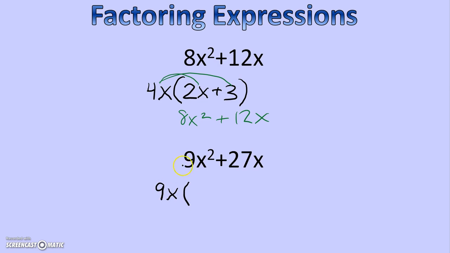When we take 9 out of 9 by dividing, we're left with 1. And we're taking x out of x squared, we're left with x. Now let's do it to 27x. 27 divided by 9 is 3. And we're taking x out of x. There are no more x's left. So our factored answer is going to be 9x times the quantity x plus 3.